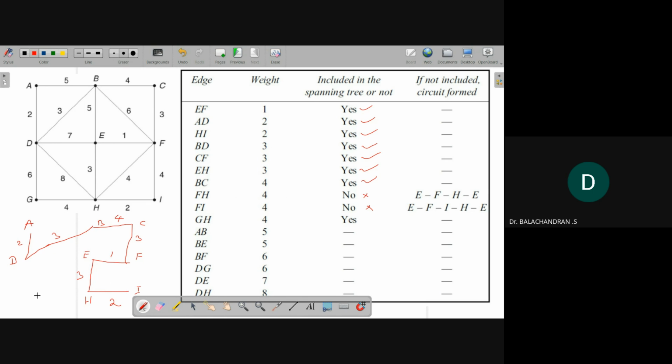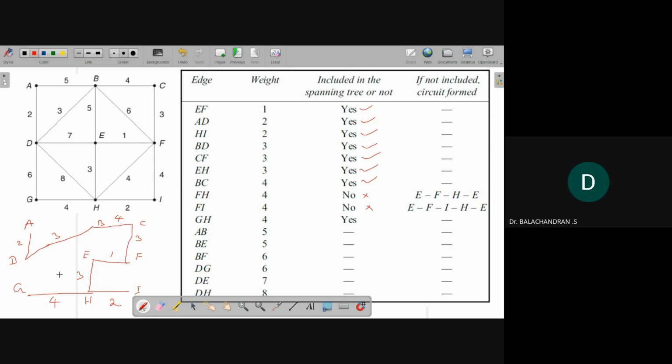G H. So what is the weight of GH? 4. So now I think you have 1, 2, 3, 4, 5, 6, 7, 8 edges. I think it is connecting all the vertices, A to I. Okay. So this is the required spanning tree.